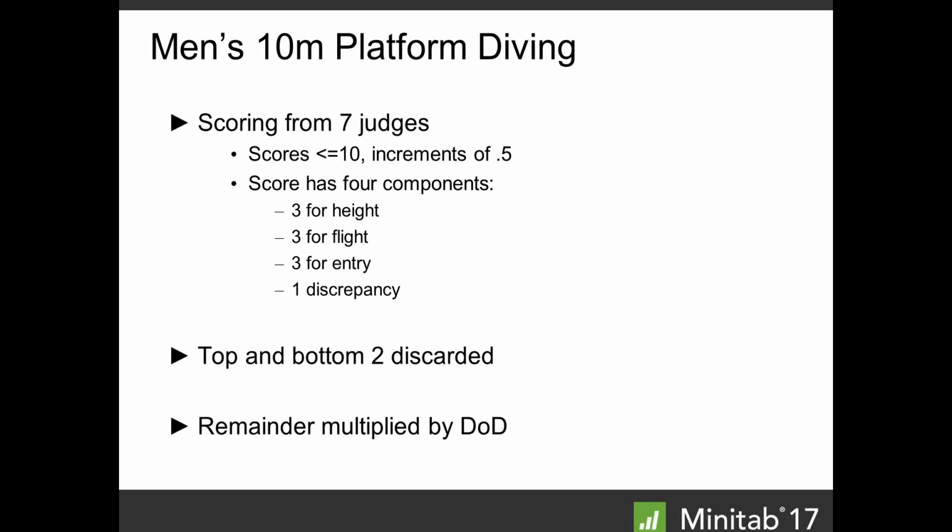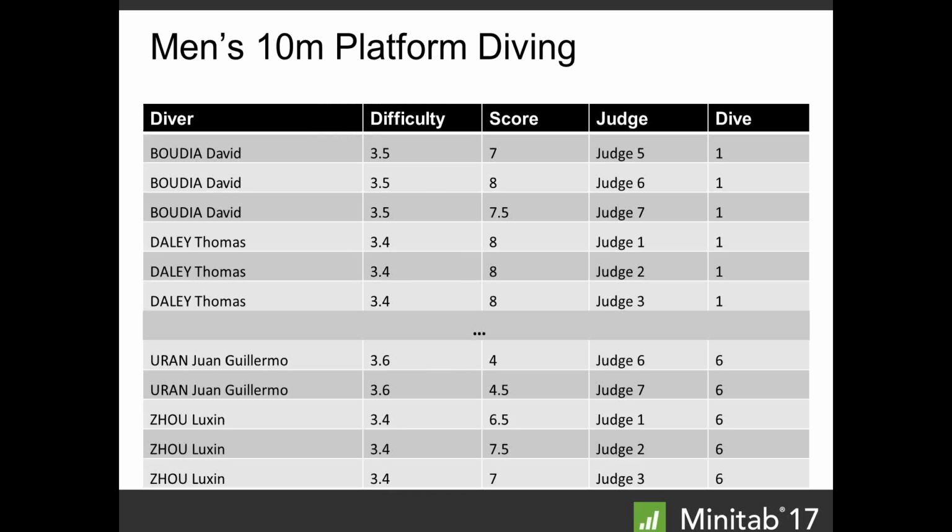So here's an example of what our data looks like. You see the first diver here. This is just a tiny bit of the data set. There's a huge number of rows in this data set. So you see the first one, David Boudia. David's an American. That's him in the picture you saw in the beginning.